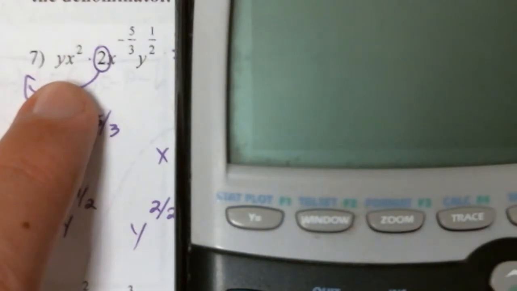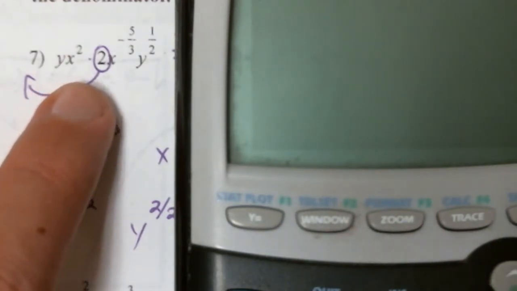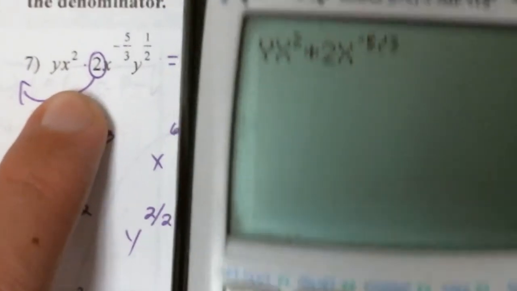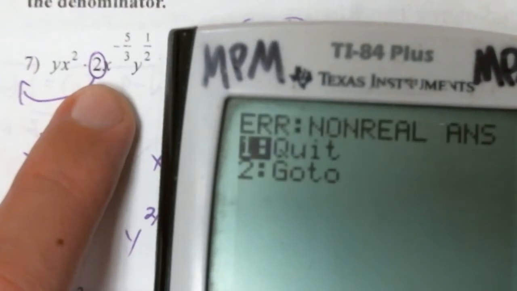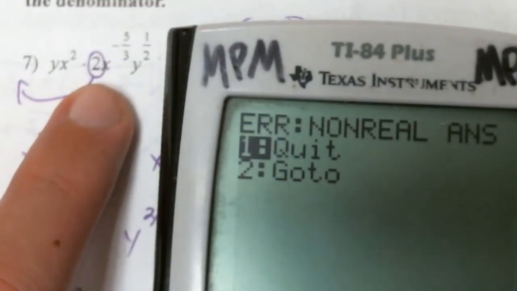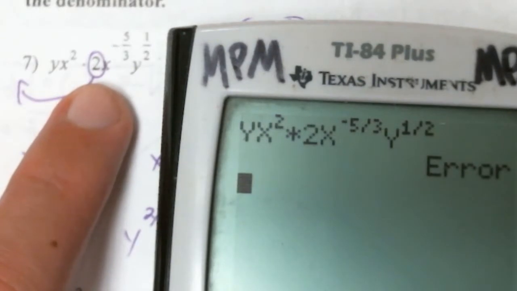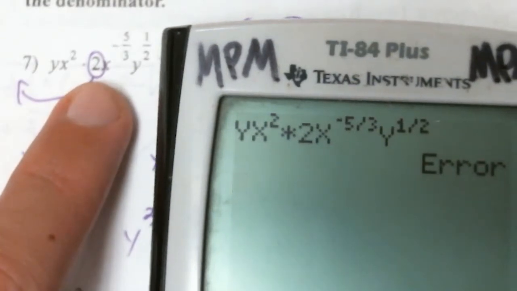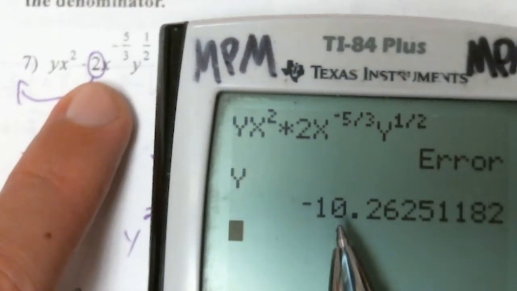Okay, so let's type in alpha y, x squared, times 2x raised to the negative 5 divided by 3. Bring my cursor back down, y'all can't see that. Alpha y raised to the 1/2. Okay, ooh. Okay, I'm actually glad this happened. I didn't do this on purpose, but I'm glad this happened. The reason why this happened is because my y was a negative value, and you cannot take the square root of a negative.